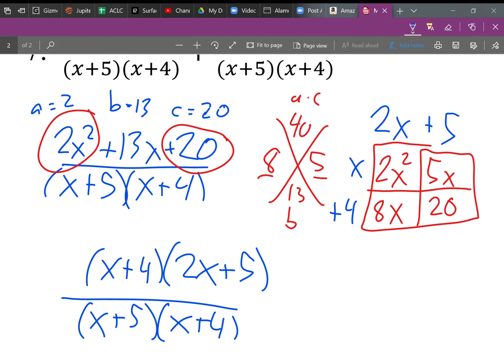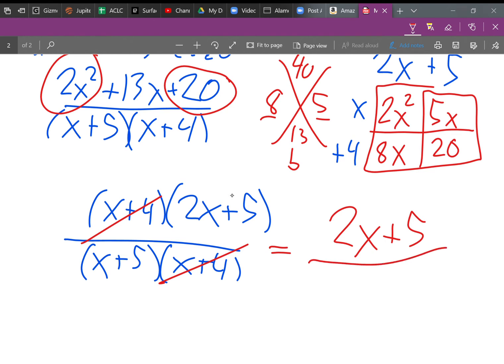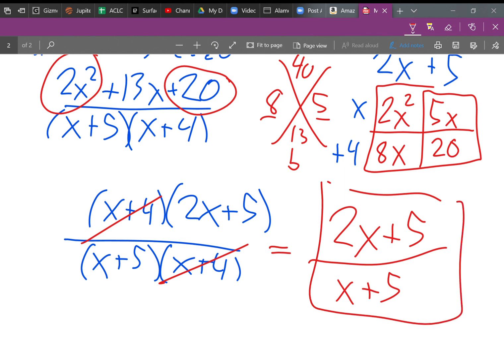And I see that the thing that matches that I can cancel is the x plus 4s. So from here and here, they're gone. That leaves me with a final answer of 2x plus 5 over x plus 5. And no, you cannot cancel out that 5. You can't cancel over addition. So this is my final answer.